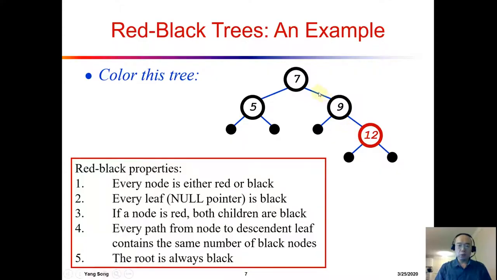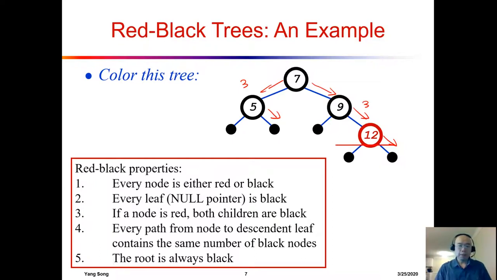If we go down from one direction, from here and here and here, you will count a total of three black nodes. And if you want to do another one, 7 to 5, 5 to this one, you count 3 as well. No matter which way you go, you will count 3 black nodes, guaranteed. So this seems to be a valid red-black tree. And the last one, the root is always black, and as you can see, 7 is black. So far, we have a valid red-black tree.